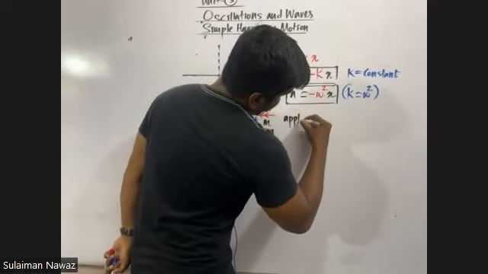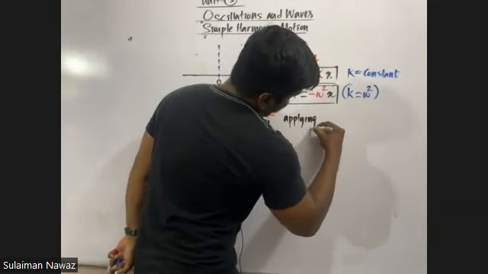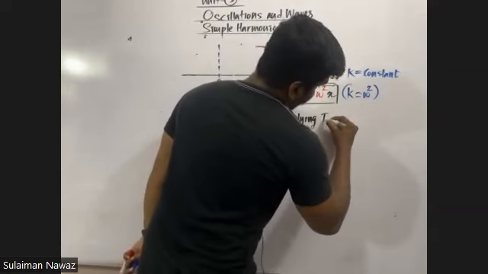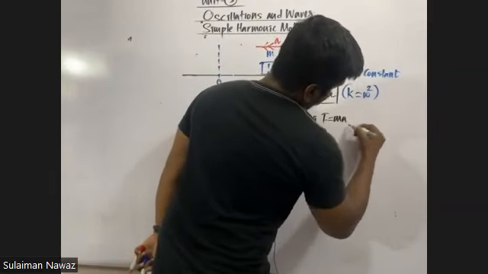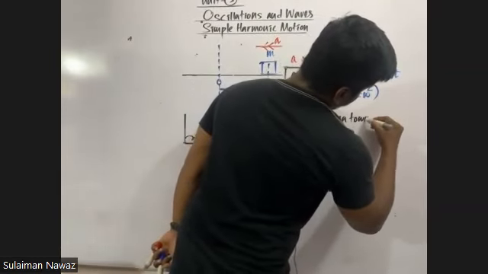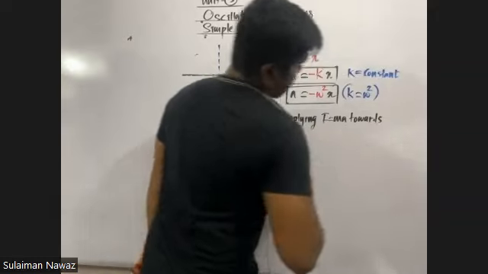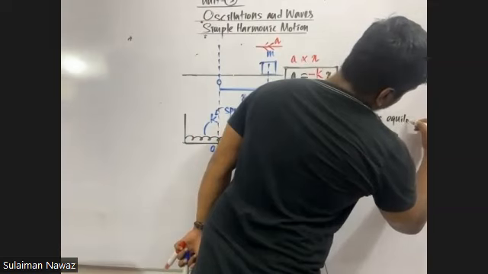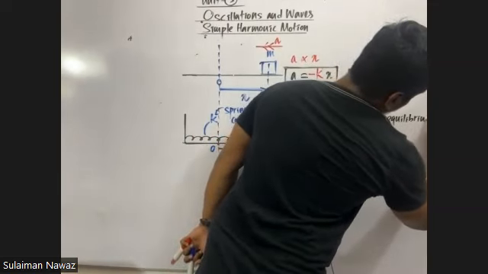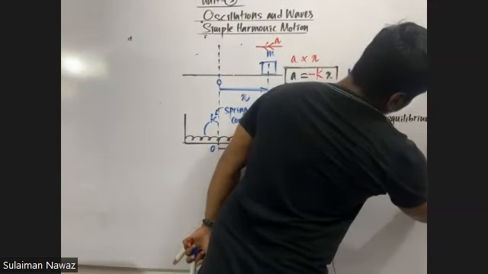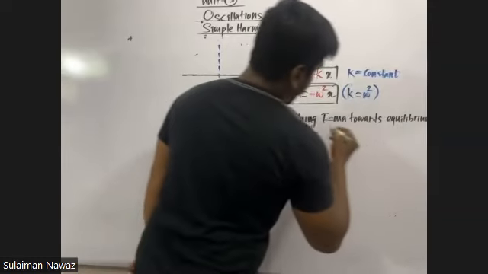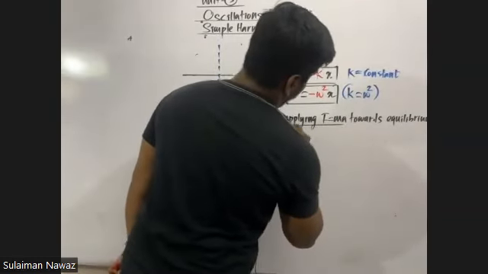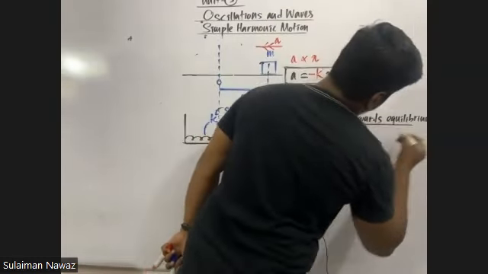Applying F equals ma towards the equilibrium point.